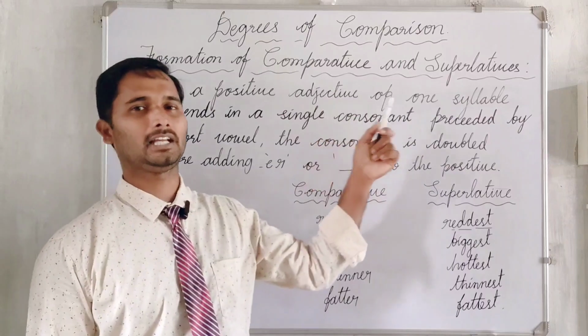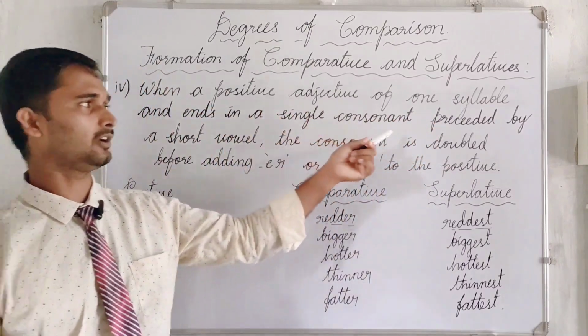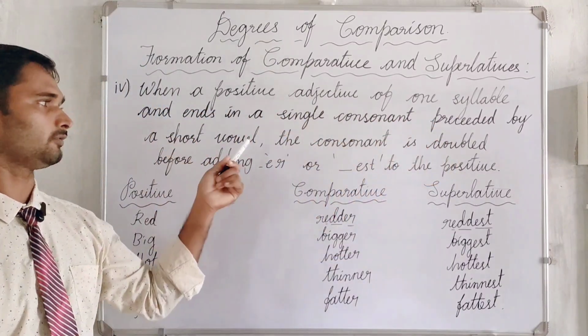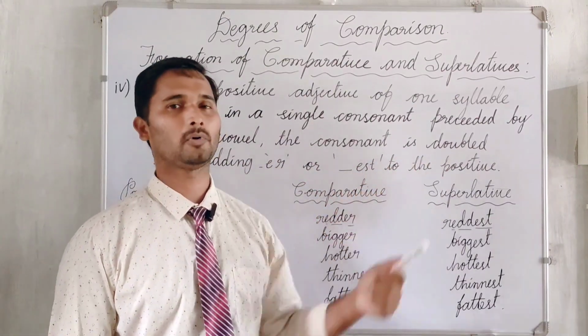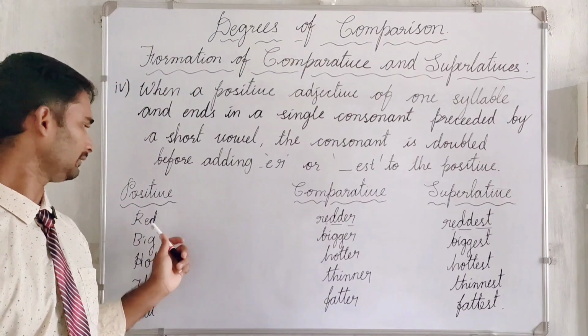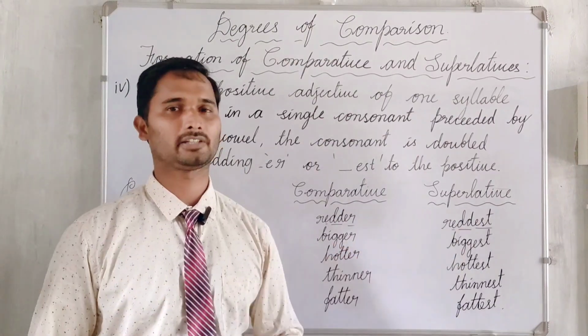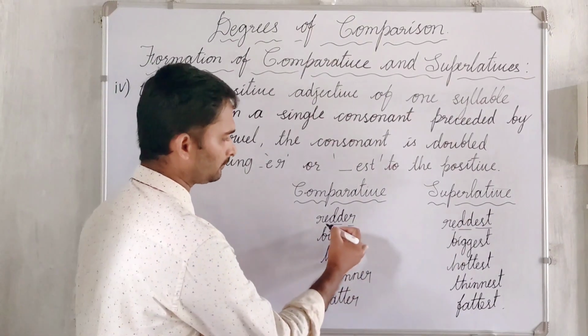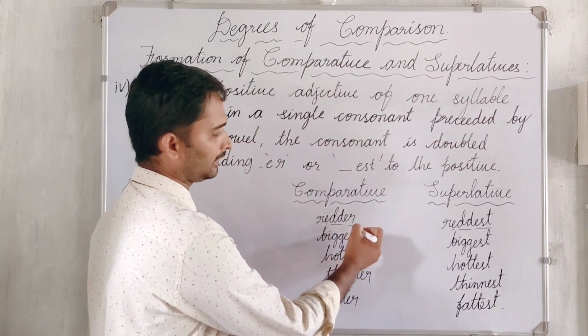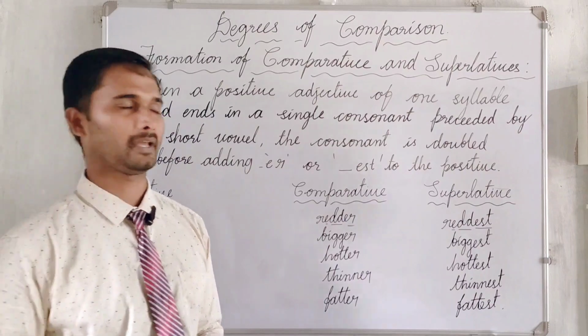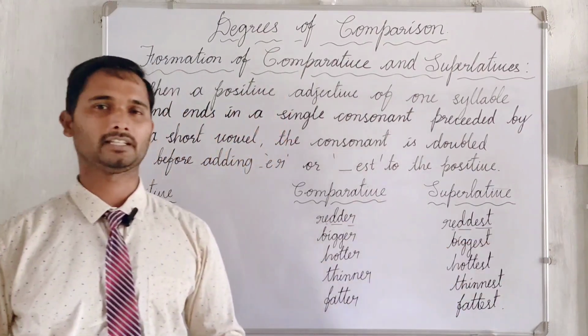When a positive adjective of one syllable ends in a single consonant preceded by a short vowel, the consonant is doubled before adding er or est to the positive adjective. Here are some examples. Red, redder and the reddest. Here, the short vowel is e and the consonant d is doubled, and er is added to the comparative and est to the superlative degree.